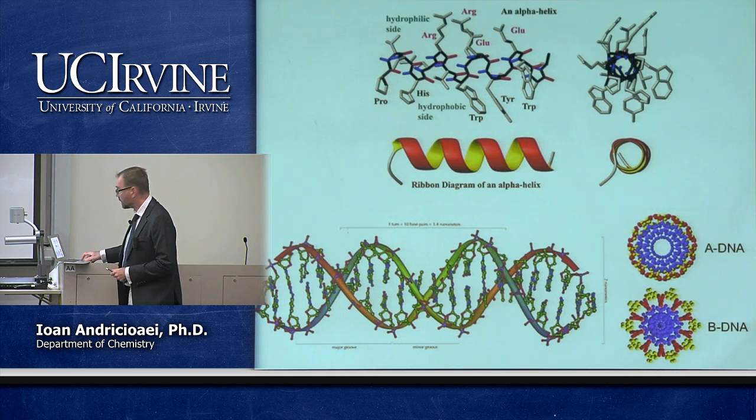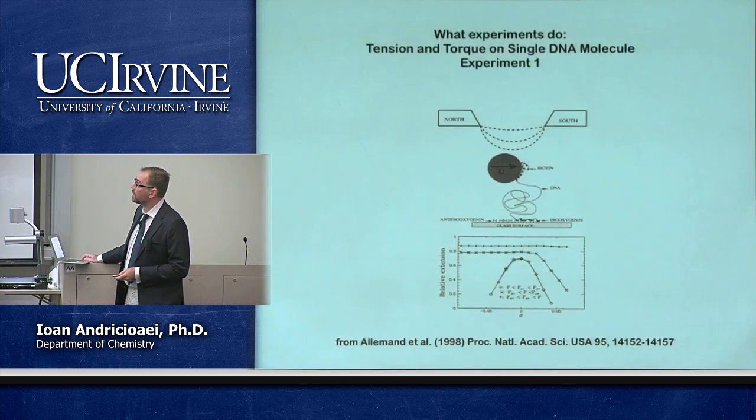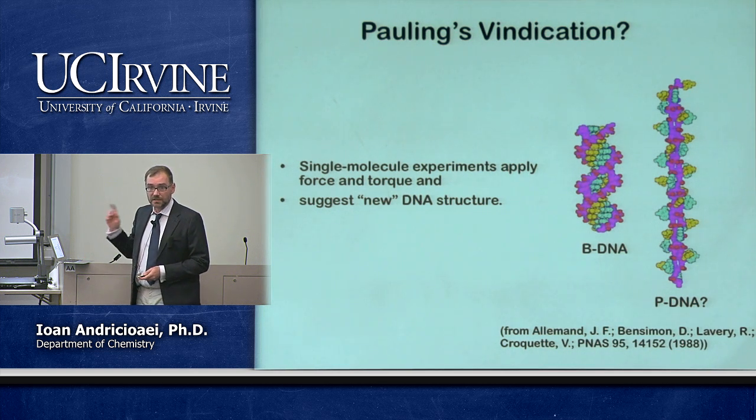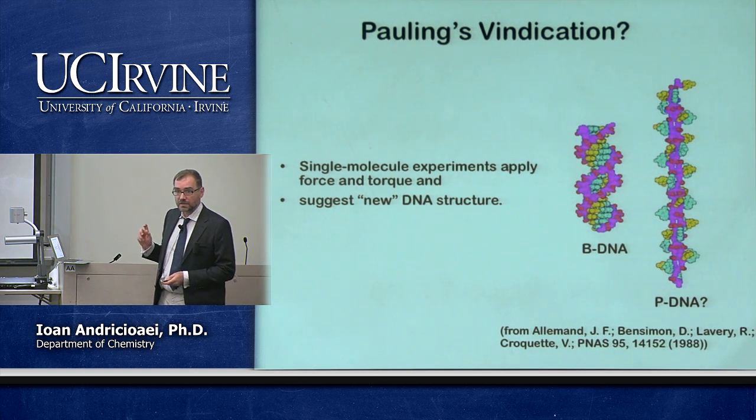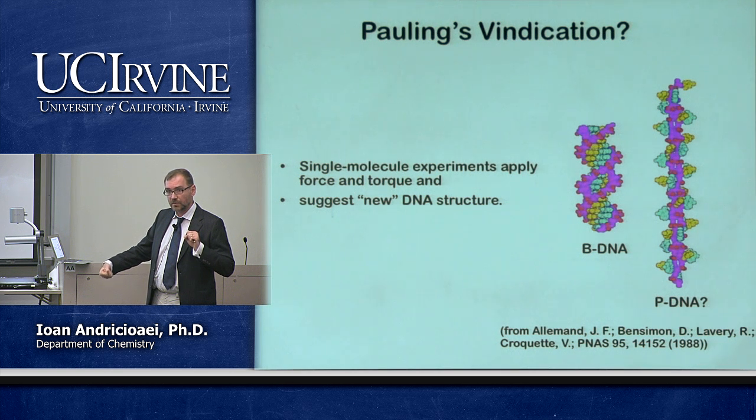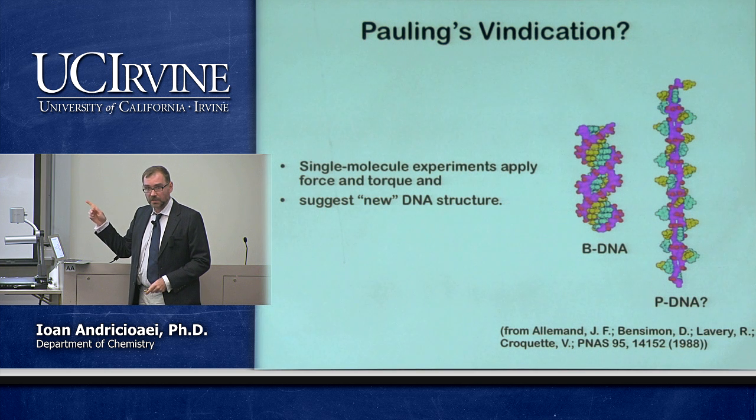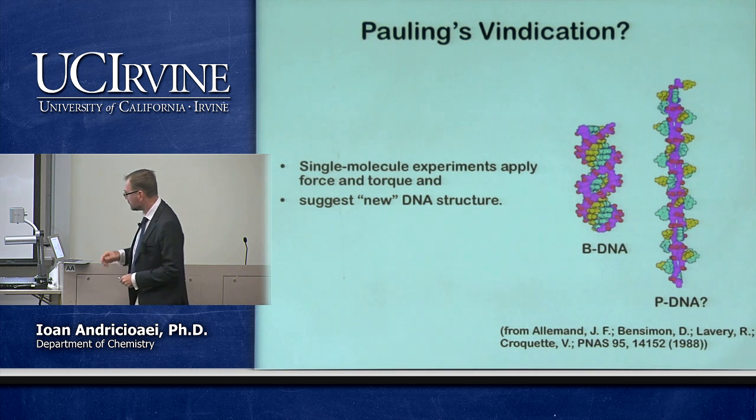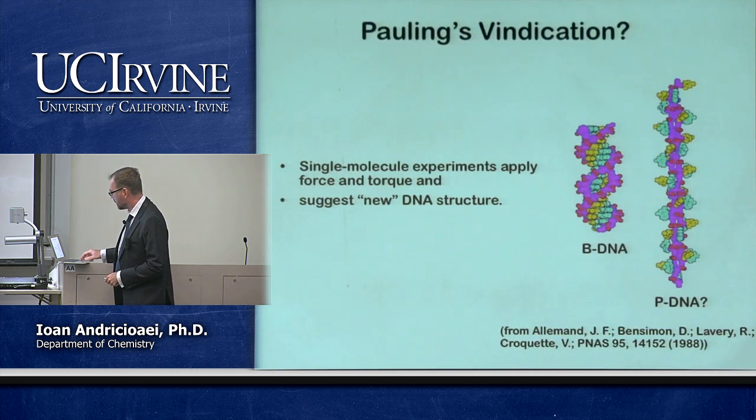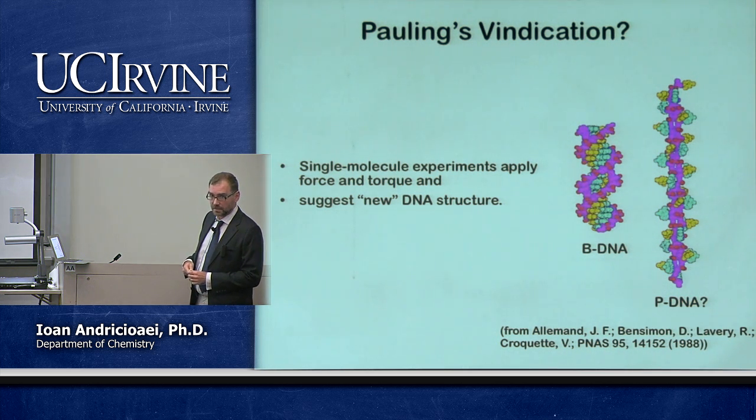Here, pDNA does not exist, so it's not a total vindication of Pauling. It's not that I will ever see a pDNA situation like this in solution. It has some high free energy, but that is lowered only when you apply forces and torque. So only in a situation where you pull and twist DNA can you stabilize this form. So again, Pauling's vindication, well, partially because of this.